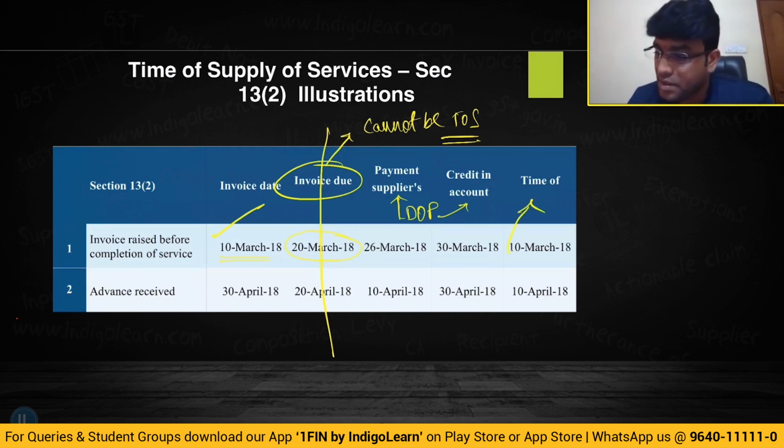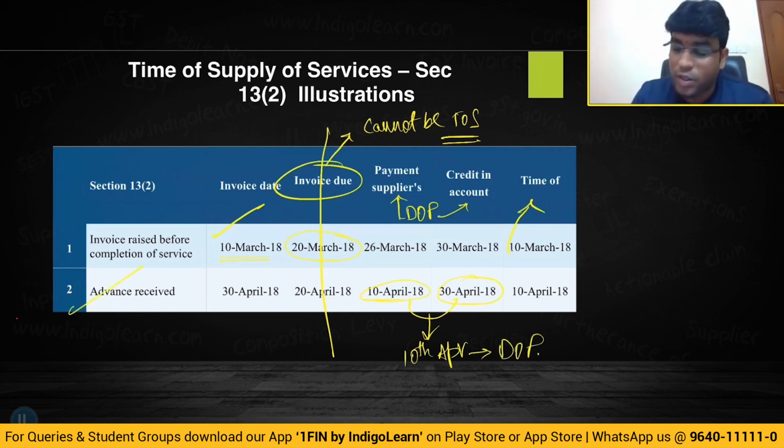Second case. 30th April invoice date. Payment due is when? 20th April. That means invoice is not issued within time. Correct, sir? Then payment 10th April in supplier's account, 30th April in bank account. Whichever is earlier becomes 10th April. 10th April becomes DOP. Moreover, he also told advance received. Whichever date the advance is received, that date only becomes time of supply.